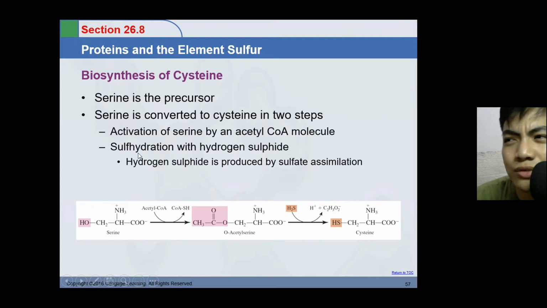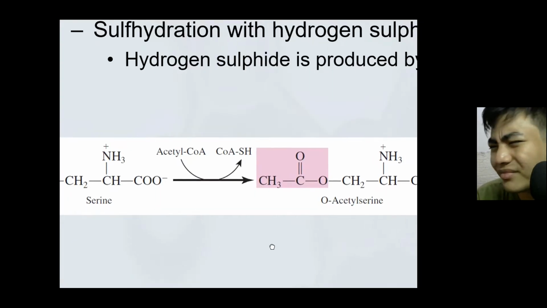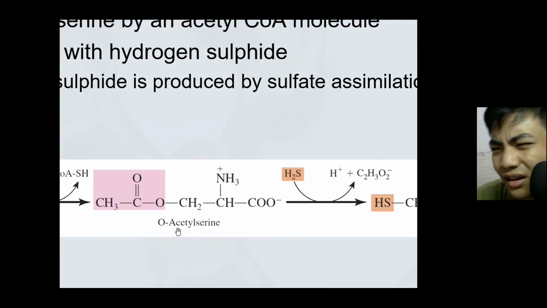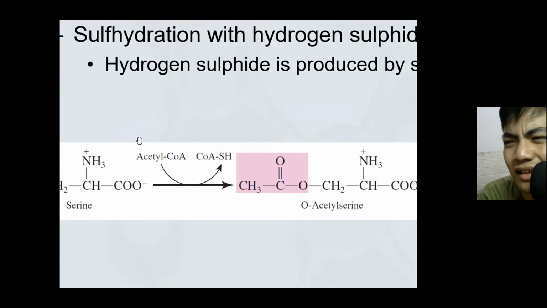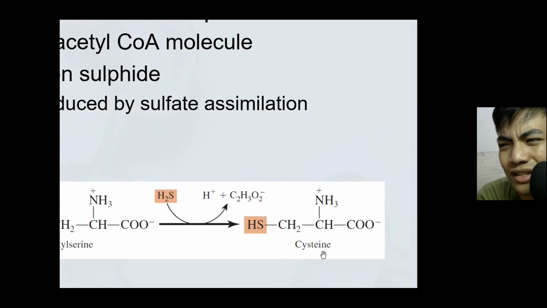If your body wants to produce cysteine, you need to have serine, which is your precursor, and that serine can be converted into cysteine in two steps. The first step will be the activation and the condensation producing O-acetylserine. So our acetyl coenzyme A and the serine will combine, so it will get activated. And then the H2S that we produced from the biodegradation can join to form our cysteine, okay?